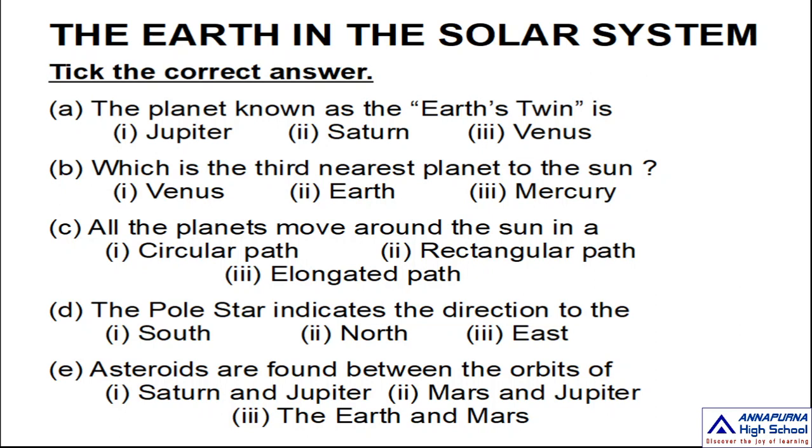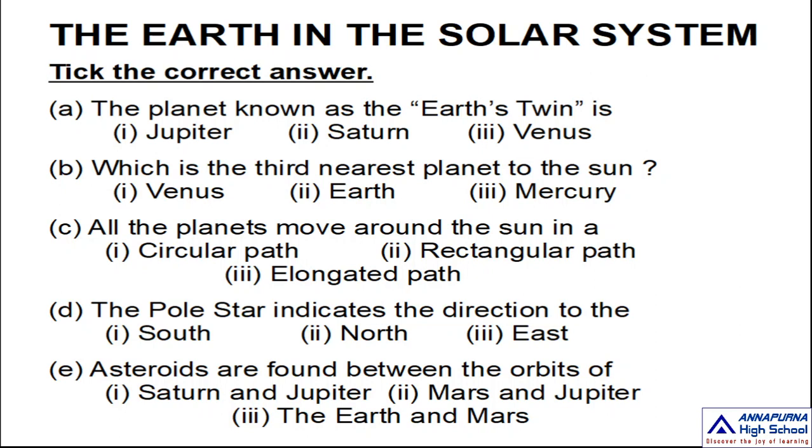The first one is: the planet known as the Earth's twin is. Here three planets are given: Jupiter, Saturn and Venus. What is your answer? Jupiter is the largest planet, Saturn is the second largest, and Venus is the beauty planet. Venus is considered Earth's twin because its size and shape are very much similar to that of the Earth. That's why here the answer is Venus. The first bit answer is Venus.